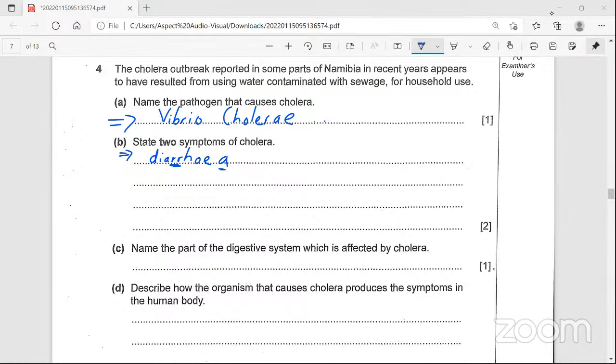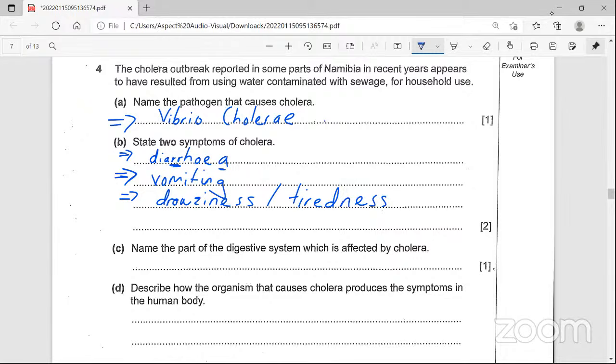It's an O. Diarrhea. Are we together? Yes. What's the next one? Vomiting. Yes. Drowsiness. Come again? All right. Drowsy, or tiredness. Tiredness.